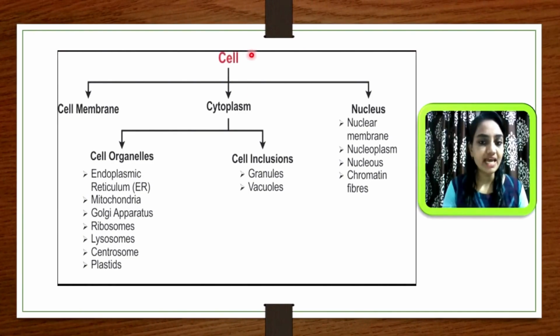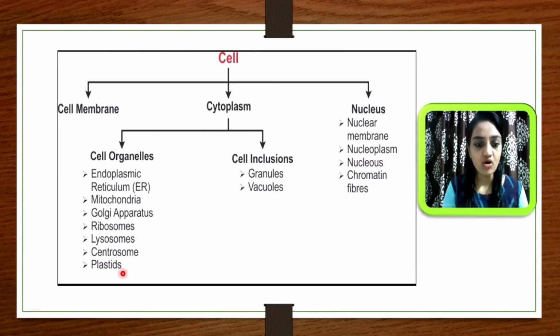So now let me summarize the parts of a cell. Any cell, whether plant or animal, is composed of three main components: the cell membrane, which is the outer boundary of the cell, the cytoplasm, and the nucleus, which is the center of the cell. The cytoplasm has cell organelles and cell inclusions. In cell organelles you can observe endoplasmic reticulum, mitochondria, Golgi apparatus, ribosomes, lysosomes, centrosomes and plastids.